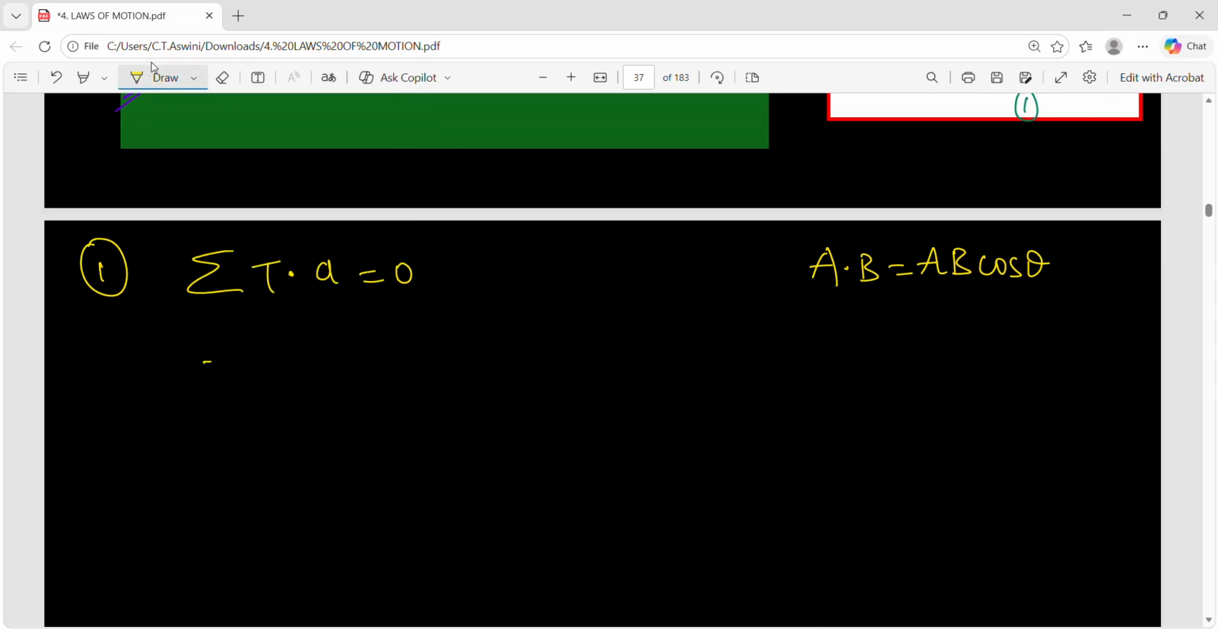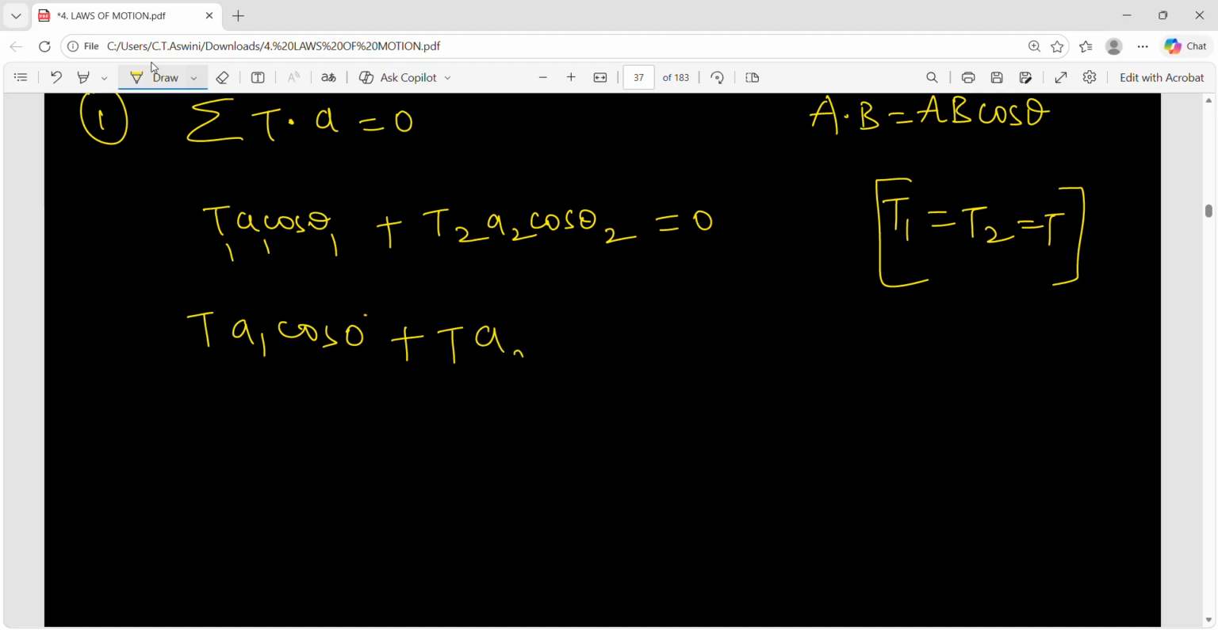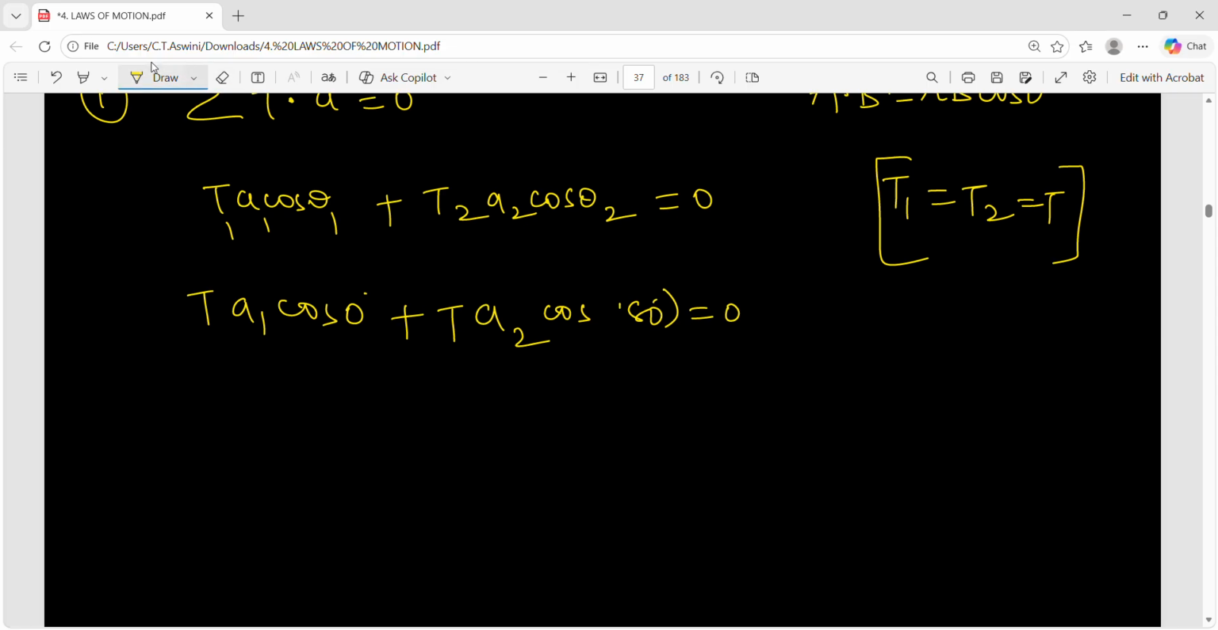So just substitute that stuff here. For the first body, AB cos theta, right? So TA cos theta. T1, A1 cos theta 1. Next for second body, T2, A2 cos theta 2. This summation should be equal to 0. Now just simplify. It's the same rope. So T1 value, T2 value will be same. It's T only. So we'll write it as T A1. What is cos theta 1 for the first block? It was 0. Similarly, T2 is T, A2 is A2 only. Cos theta 2, theta is 180 degrees. This is equal to 0.